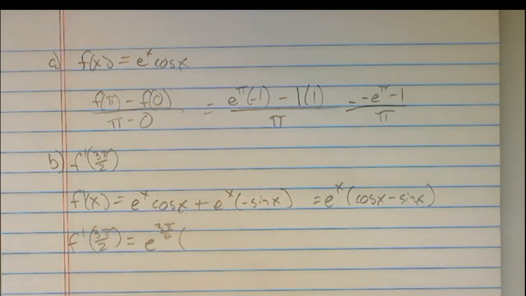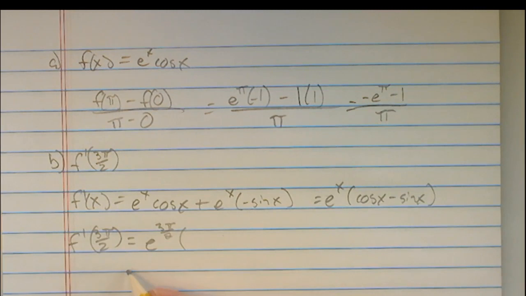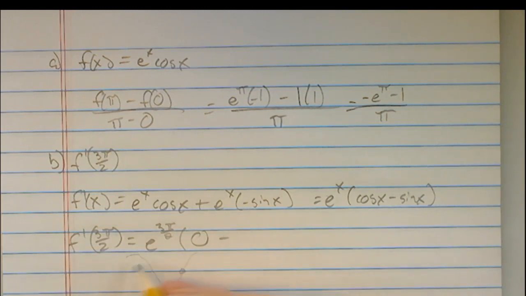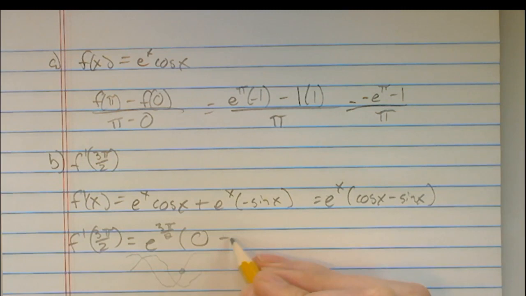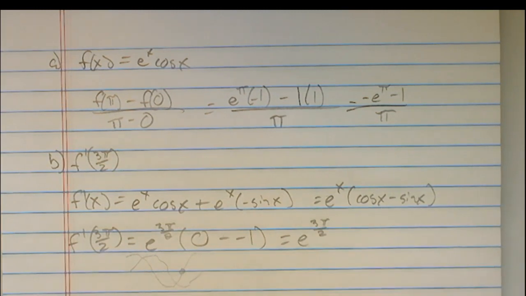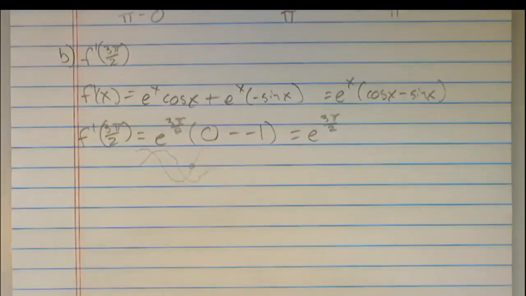All right, so cosine of 3 pi over 2, that's 0. Sine of 3 pi over 2, that'd be negative 1. So it'd be negative e to the 3 pi over 2. All right.